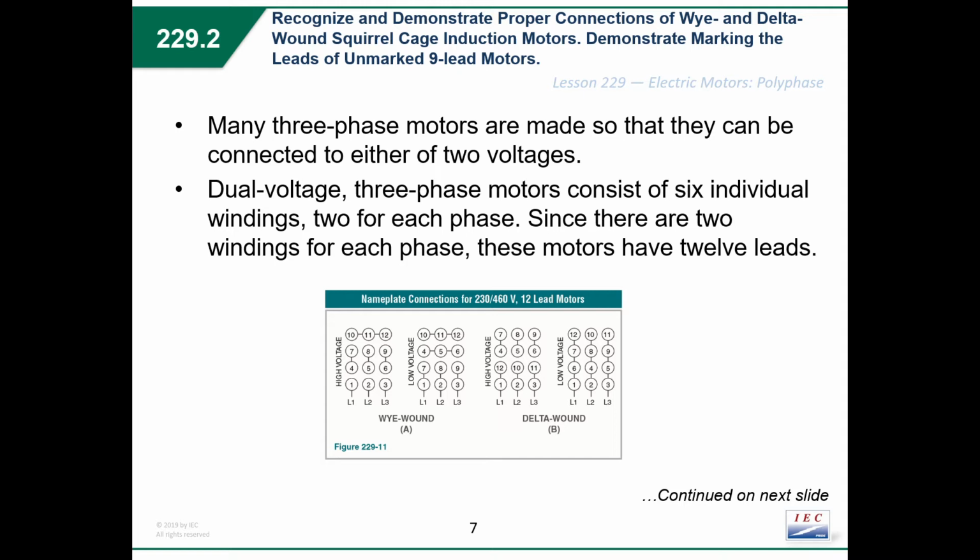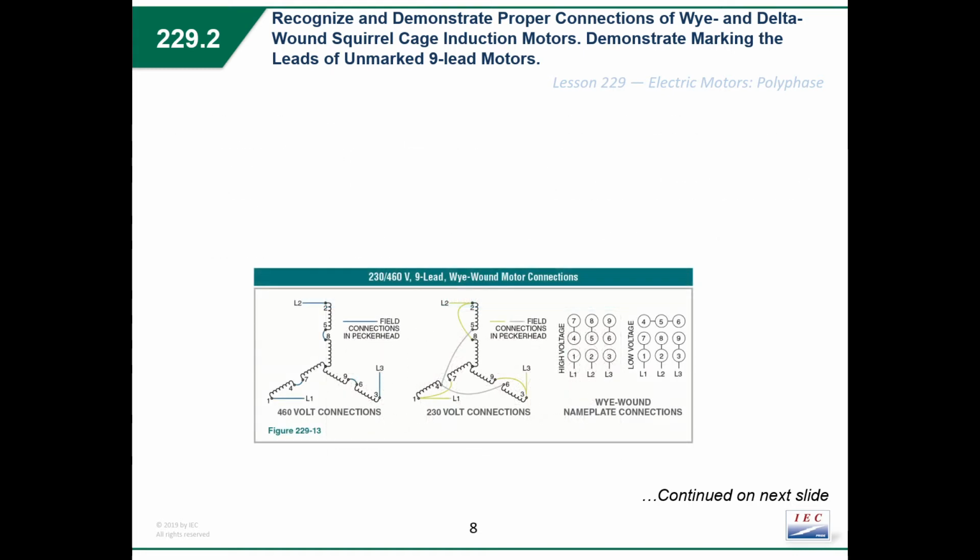Dual voltage 3-phase motors consist of 6 individual windings, 2 for each phase. Since there are 2 windings for each phase, these motors have 12 leads. And again, think about how we connected transformers. You would either parallel or series connect different windings. Same theory for a motor, right? And here you can see that in a delta, in a Y connection, how they make those various connections, how that corresponds to this numbered nameplate diagram.